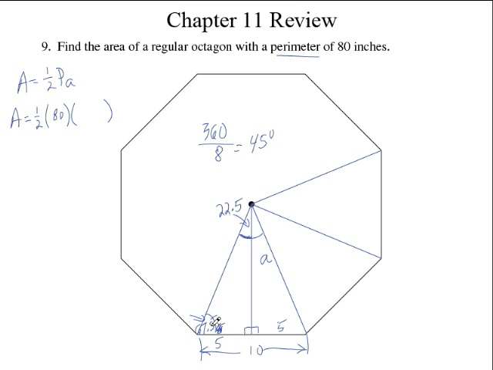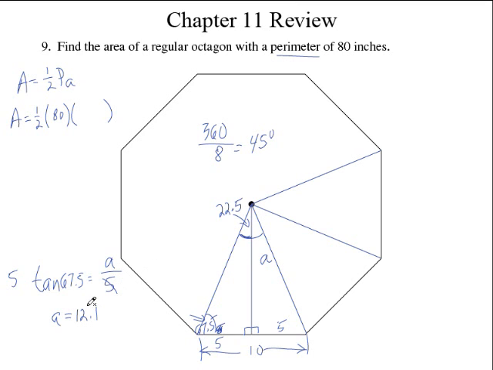Let's use this angle down here, 67.5. So what do I have? I've got opposite, and this one right here, which is adjacent. Opposite and adjacent. Which trig function is that? Well, that's the tangent. So the tangent of 67.5 is equal to the opposite, which is A, over the adjacent, which is 5. Solve for A, multiply both sides by 5, throw that into your calculator, and you get 12.1.